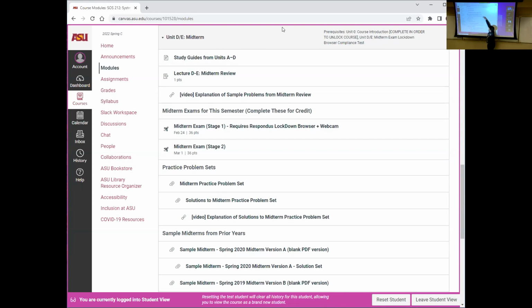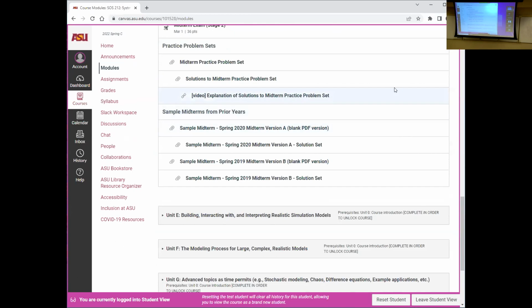And then we've got the exams you'll actually complete. This is the Thursday exam. This is the next Tuesday exam. Those are the ones you'll actually get for points. Beneath that, I've got a practice problem set, which I think are PDF versions here, and some video explanations for the solutions. And then down here, sample midterms from previous years. I just threw up the 2020 and the 2019 sample midterms right here. These are a blank version for you to try without seeing the solutions, and then the solution set there.